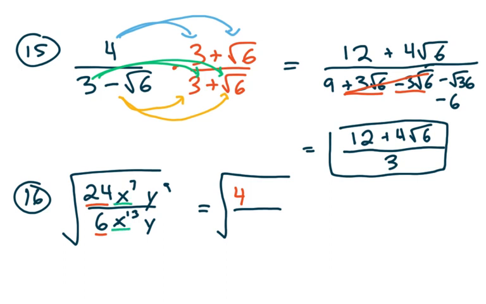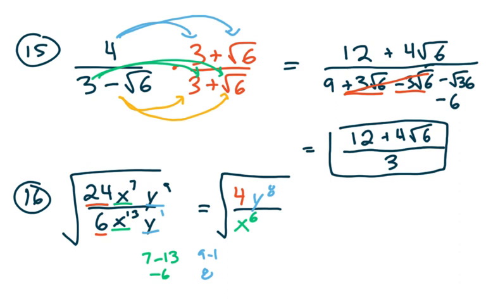X to the 7th divided by x to the 13th. When we divide variables, we subtract their exponents. So 7 minus 13 is negative 6. The negative exponent means it goes on the denominator. So I'm going to have x to the 6th on the denominator. And then when I look at the y's, y to the 9th divided by y, this is like y to the 1st. 9 minus 1 is 8. So I have y to the 8th on top.